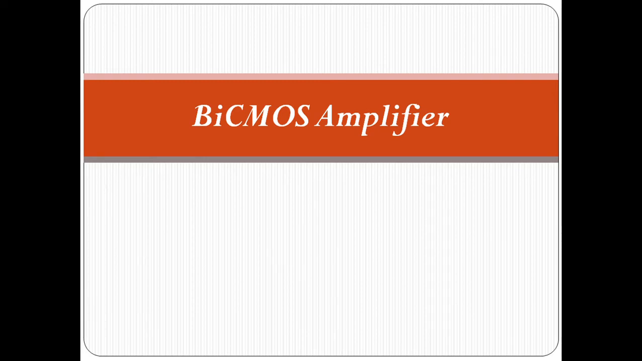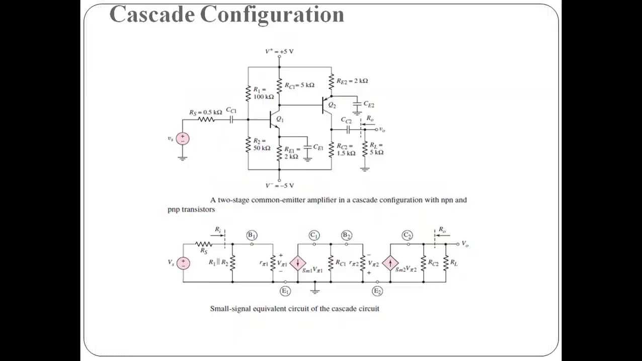Good morning, students. In this video, I'm going to explain what a BiCMOS cascade amplifier is. Before going to a BiCMOS cascade amplifier, let us see what a cascade amplifier is. Cascade configuration is nothing but the process of connecting one stage, that is, the output of the first stage amplifier, as an input to the other stage, connected one after the other, and this is called a cascade configuration.